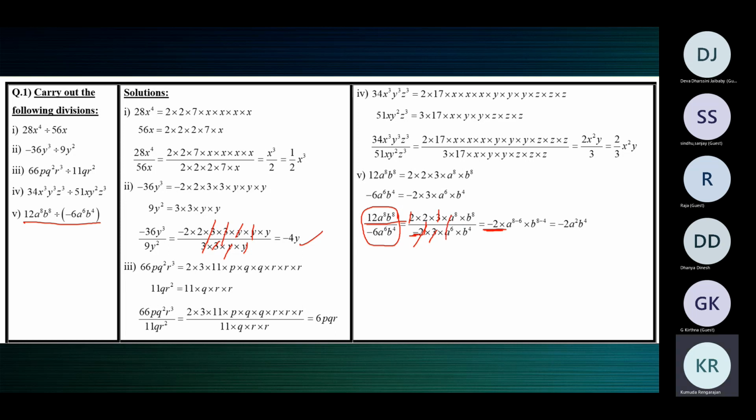A, the bases are the same and it's division. Subtract the powers, 8 minus 6, a to the power 8 minus 6. B, the bases are the same and it's division. Subtract the powers, 8 minus 4. Do you remember this, children? We have learned this last year in 7th standard.